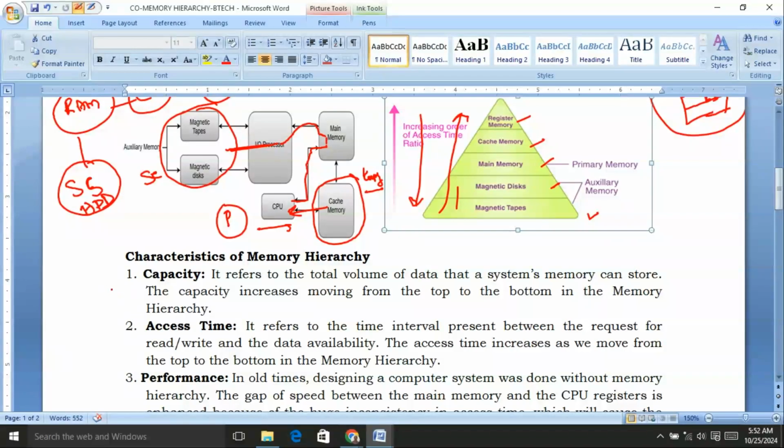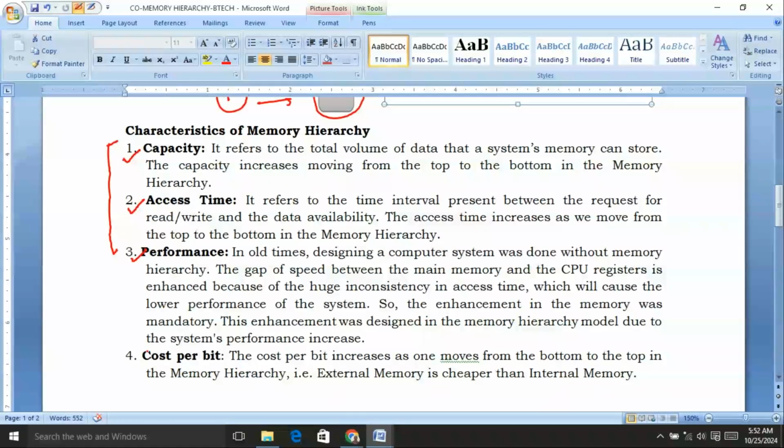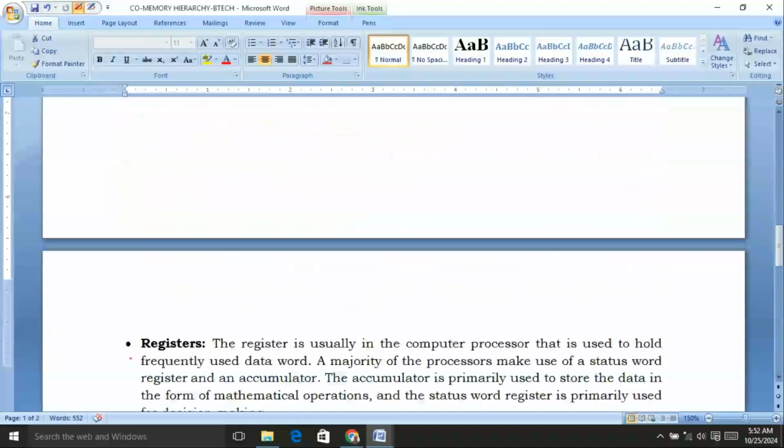So we are going to divide the characteristics of the memory. The features of the memory are the capacity, how much data it is able to store, right? How fast it can access the data, and their performance, along with the hierarchy and cost per bit. These are the things I am going to define in the lines.